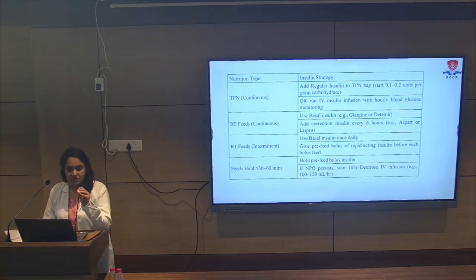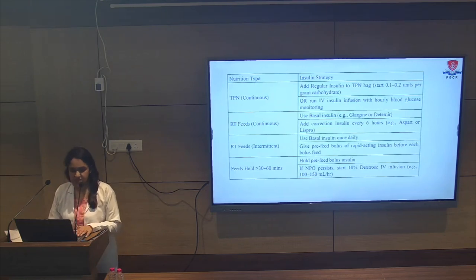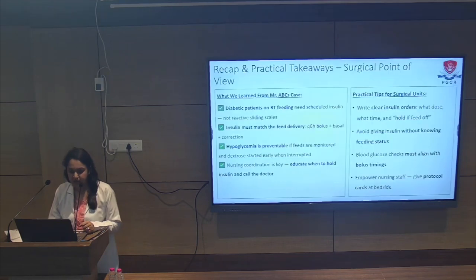If the patient is on continuous RT feeds, we use basal insulin and add correction insulin every 6 hours. If the patient is on intermittent RT feeds, we use basal insulin once daily and give a pre-feed bolus of rapid-acting insulin before each bolus feed. If the feeds are held for more than 30 to 60 minutes, we hold the pre-feed bolus, and if the nil per oral persists, we start the patient on 10% dextrose IV infusion.